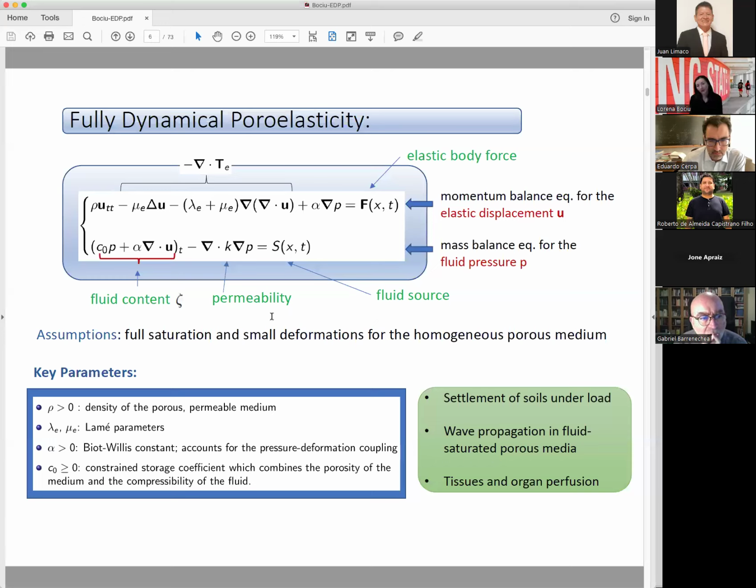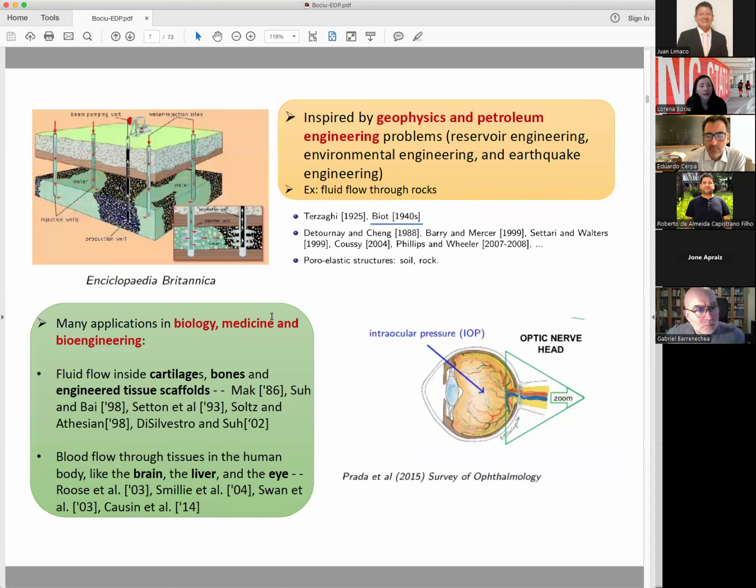These models have lots of applications, from settlements of soils under load to wave propagation in fluid saturated porous media to tissues and organ perfusion. In fact, these models were inspired by geophysics and petroleum engineering problems, where you have fluid that flows through sand and rocks. From the mathematical point of view, the first paper that dealt with this was a paper by Terzaghi in 1925, where he focused on a one-dimensional model for these problems. And it was around the 1940s that Maurice Biot started working on this and truly developed the field of poroelasticity, working on the three-dimensional scenario and started the whole well-posedness theory.